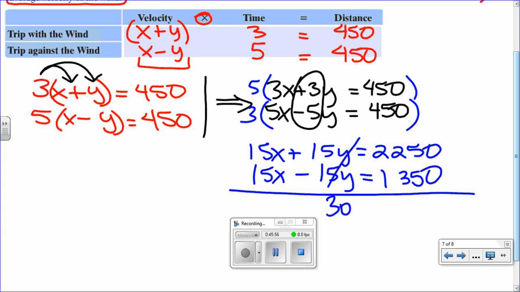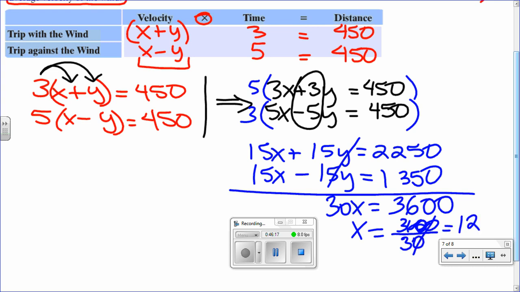So we have 30x is equal to 3,600. Yes. So then x will be equal to 3,600 divided by 30. 120? Yes. Okay. So then x will be 120 miles per hour, because of the units.